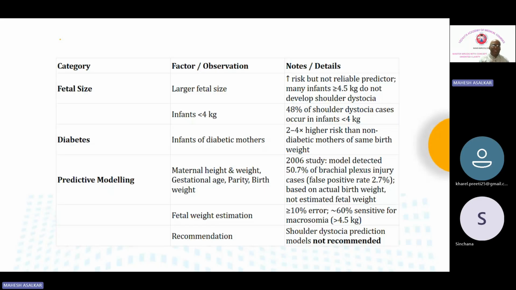Okay, then coming to diabetes, infants of diabetic mothers. Here in diabetes there is a 2 to 4 times higher risk than in non-diabetic mothers of the same birth weight. So diabetic mothers definitely have a 2 to 4 times higher risk of shoulder dystocia at the time of delivery. Then there are predictive models considering maternal height, weight, gestational age, parity, birth weight, fetal weight estimation, etc. But these models are not recommended. The sensitivity is 60% for macrosomia, but errors are known with this, so they are not recommended.